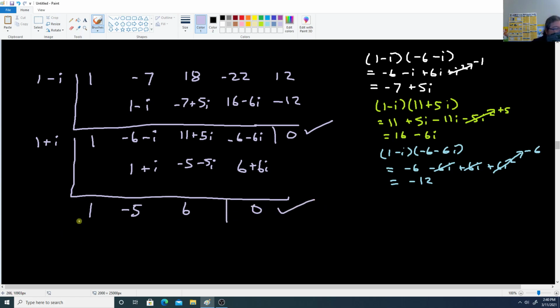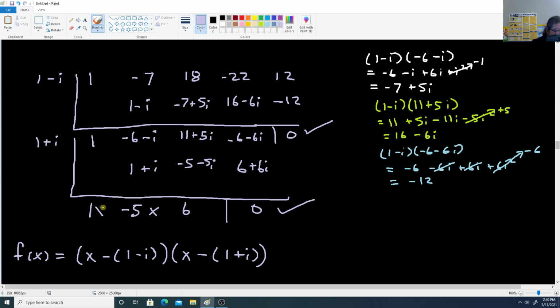So what we're currently at from this division is our function f of x. It equals x minus the first complex number, 1 minus i, times x minus the second complex number, 1 plus i. This is no x's number. This is x to the first power. This is x squared. So out here it's times x squared minus 5x plus 6 that we can factor.